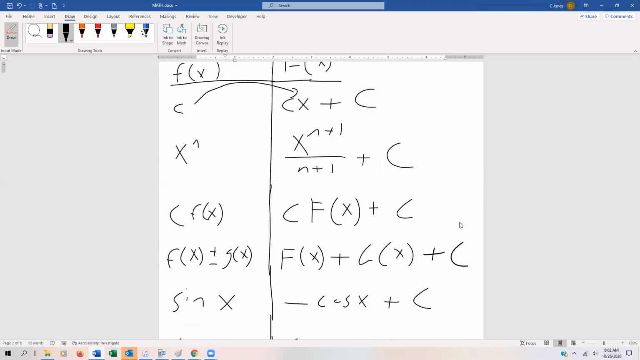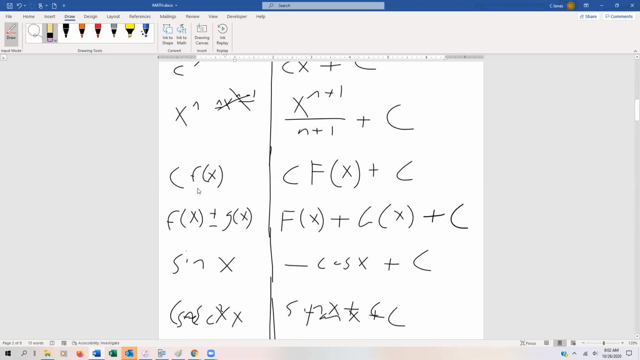X to the n, usually what we do is we say for the derivative, that would be x to the n minus 1 times n. But we're looking for the antiderivative. So instead of multiplying and subtracting, we are going to add and divide by n plus 1. And then of course we have our constant c.